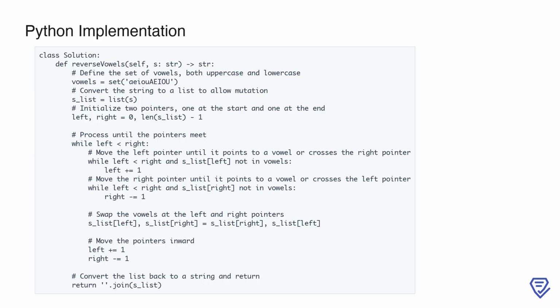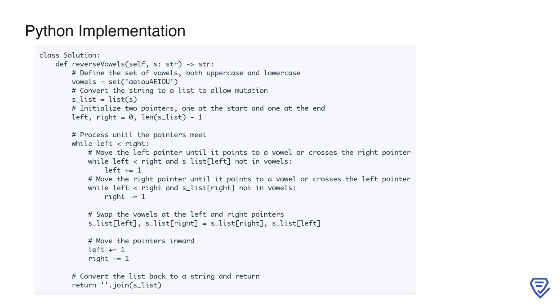The main logic resides in a while loop that runs until the left pointer meets or crosses the right pointer. Inside the loop, we first move left forward until it points to a vowel or crosses the right pointer. Similarly, we move right backward until it points to a vowel or crosses left. Once both pointers point to vowels, we swap the characters at these positions. After swapping, both pointers are moved inward, left is incremented, and right is decremented. This process ensures that vowels are reversed step by step while all non-vowel characters remain untouched in their original positions.